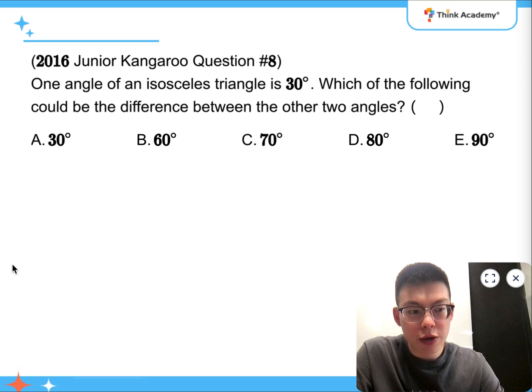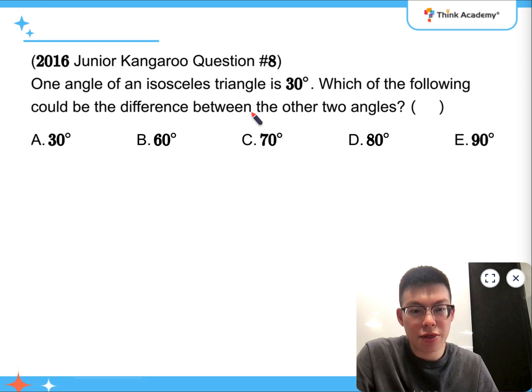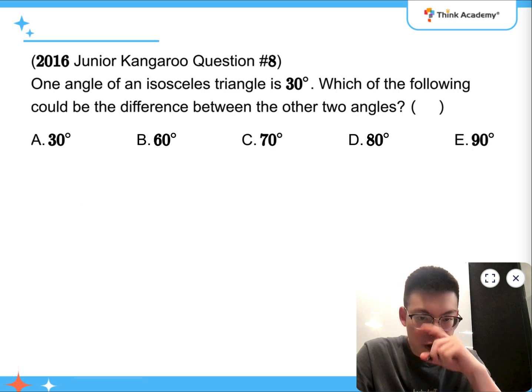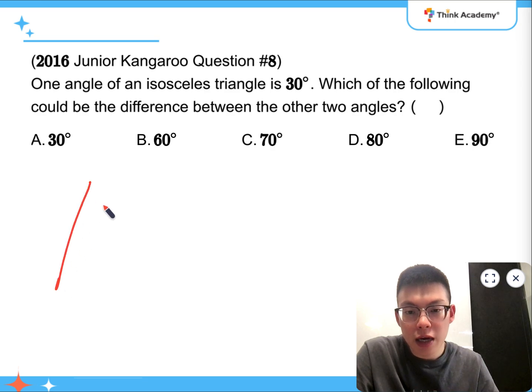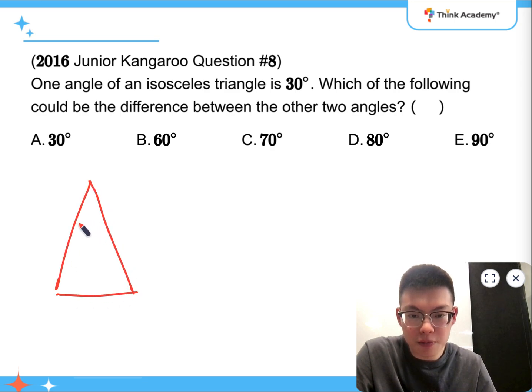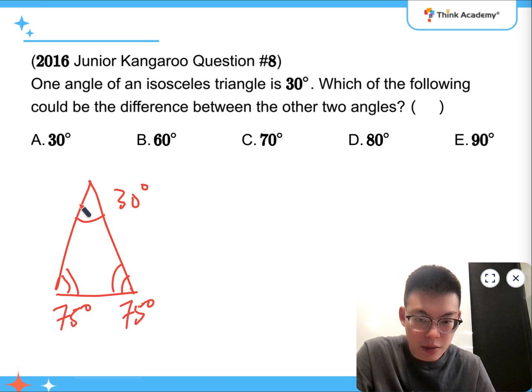Now, let's take a look at question 8. One angle of an isosceles triangle is 30 degrees. Which of the following could be the difference between the other 2 angles? So there can be 2 different angles formed here with one angle as 30 degrees. If 30 is the top angle, it means that the 2 other angles are going to be the same, right? And they are both 75 degrees because they add up to 180, yeah?